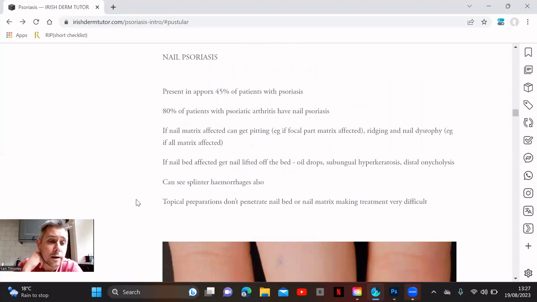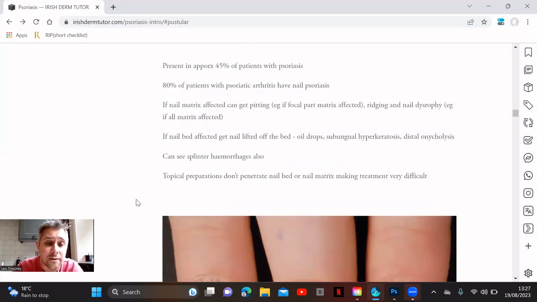So we'll talk a bit more now about nail psoriasis. Nail psoriasis is present in approximately 45% of patients with psoriasis. And an important clue to psoriatic arthritis is that 80% of patients with psoriatic arthritis have nail psoriasis. So if they're complaining of joint pains, it's always a good thing to look at the nails for these signs.